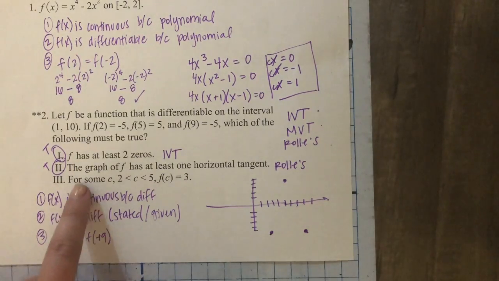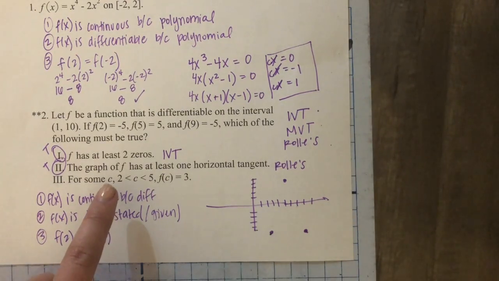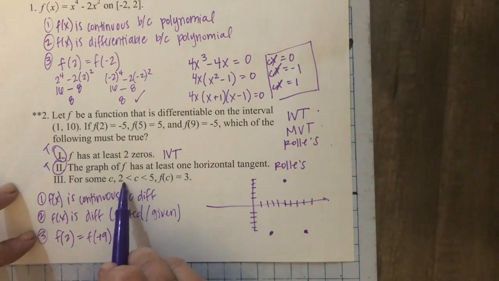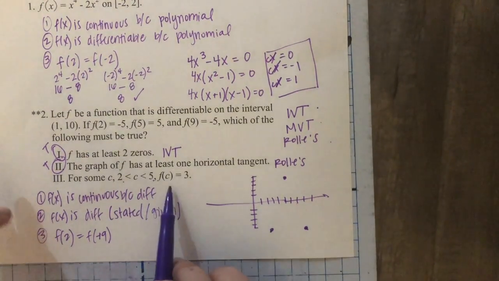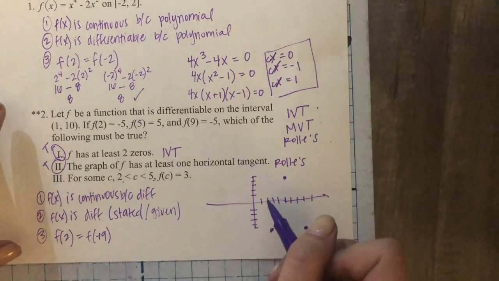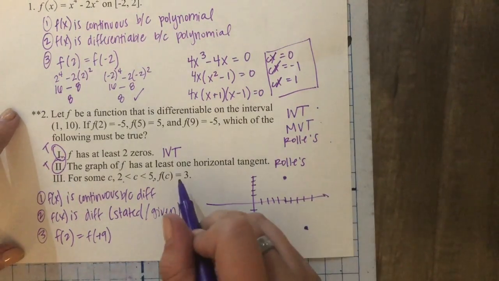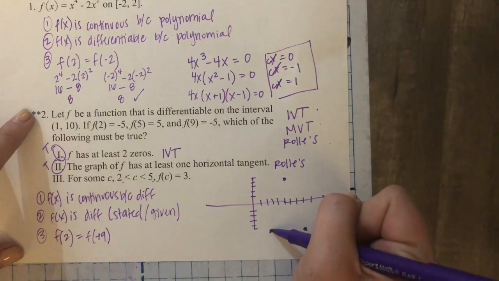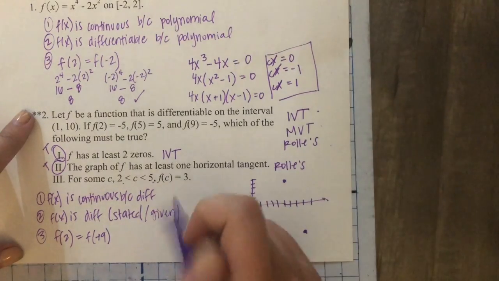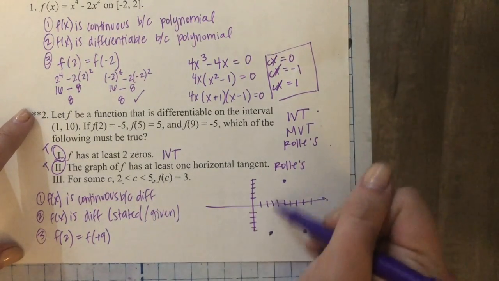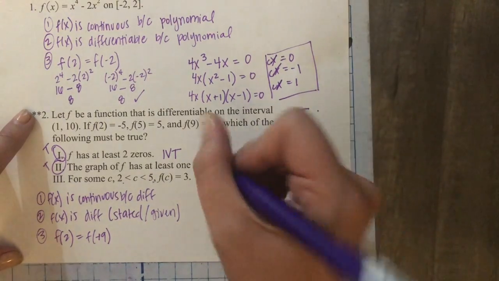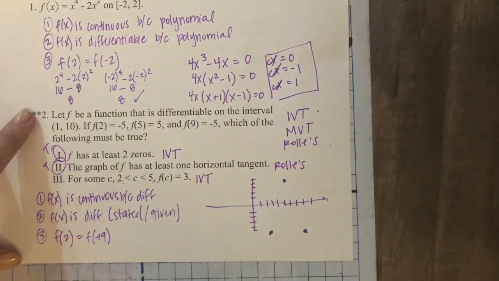Sorry, guys. All right, three, for some c in the interval from 2 to 5, f of c is equal to 3. So in between 2 and 5, just here, f of c has to be equal to 3. So I'm just looking at this part. Is it true that I have to pass through a height of 3, right? Because f of c, that's output. Height of 3? Yeah, I can't get from -5 all the way up to 5 without crossing through 3. So that one, again, is IVT.